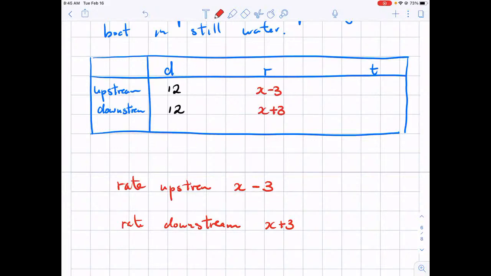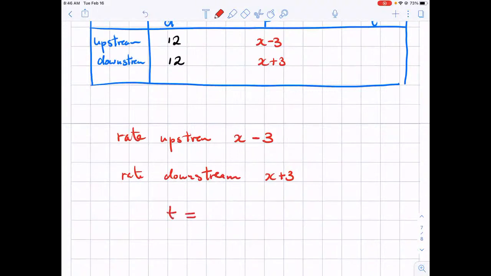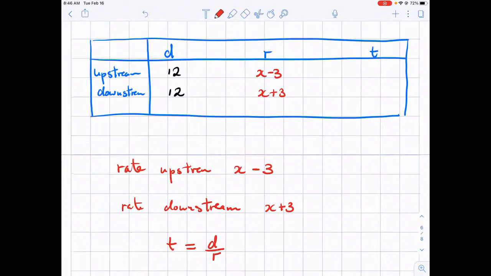And if we have this now, we can find the time, because time is the distance over the rate. Okay, you have to recall that time is equal to d over r. So here, the time for upstream will be 12 divided by x minus 3. And for downstream, it will be 12 over x plus 3. So I have my table complete.